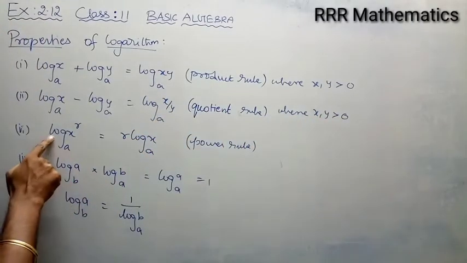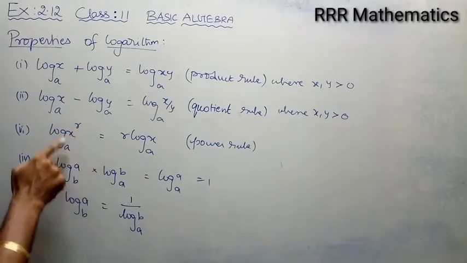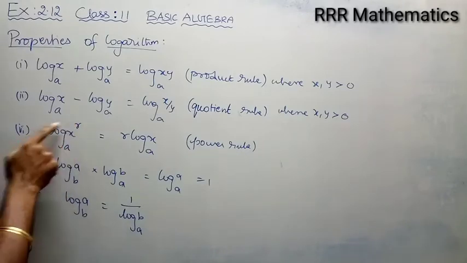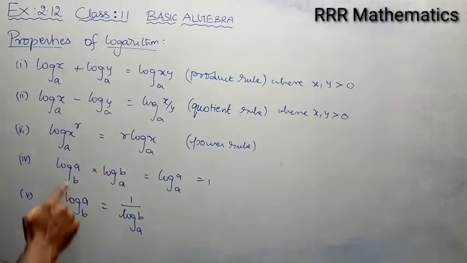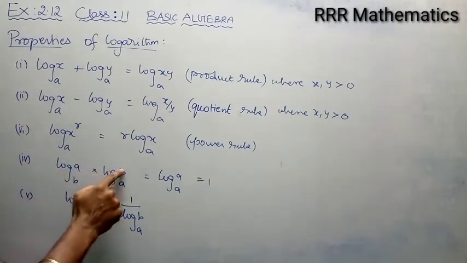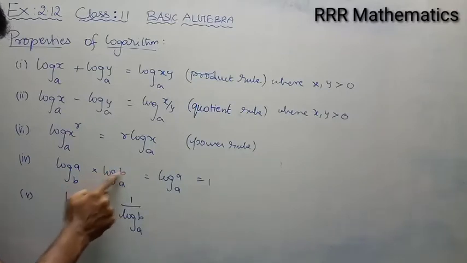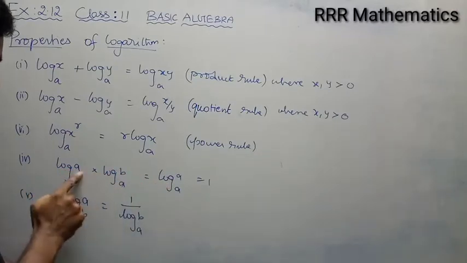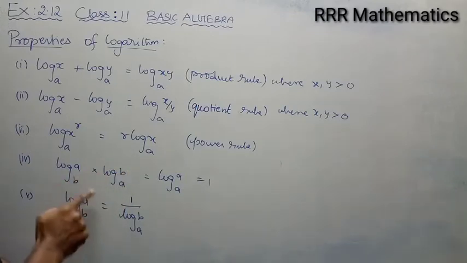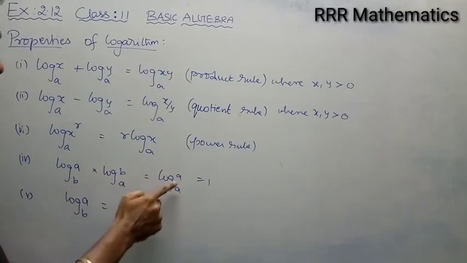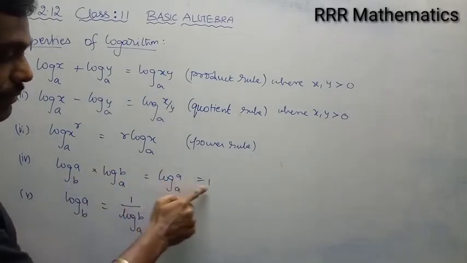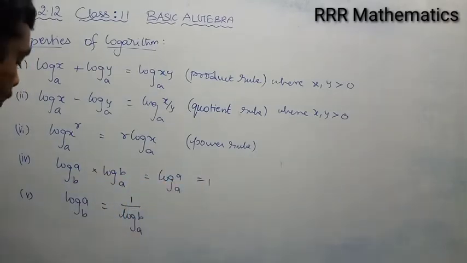This is called the power rule: log x power r base a. The power will come to the front, that is r into log x base a. And this is log a base b into log b base a. When the b's are equal, or the a's are equal, I can write log a base a, or log b base b. So in this case they are equal, therefore log a base a is equal to 1. When both are the same value, it gives 1.